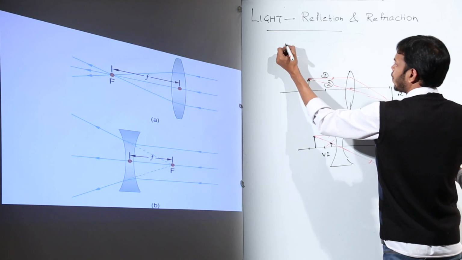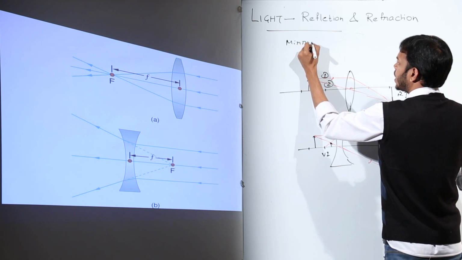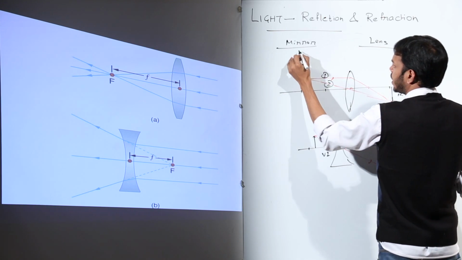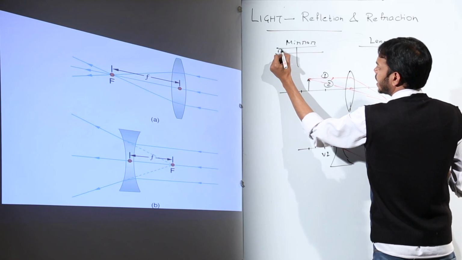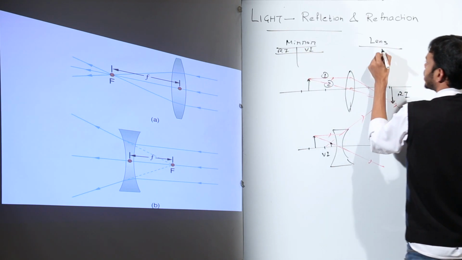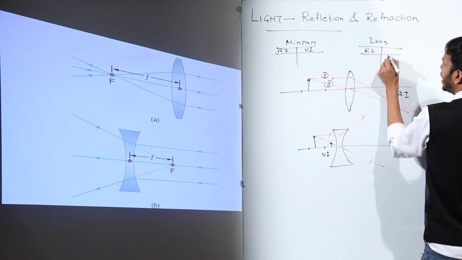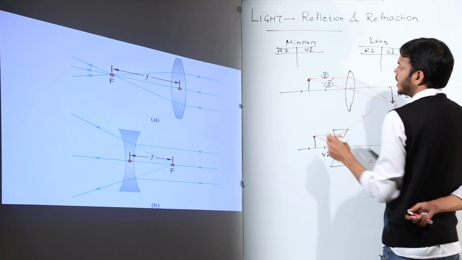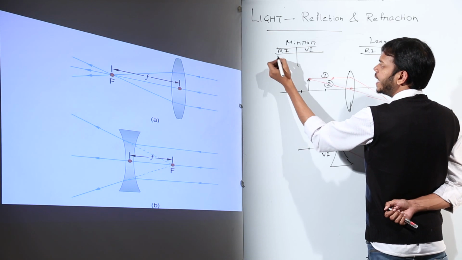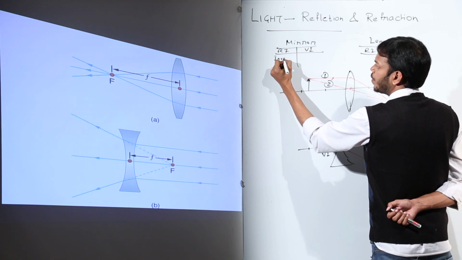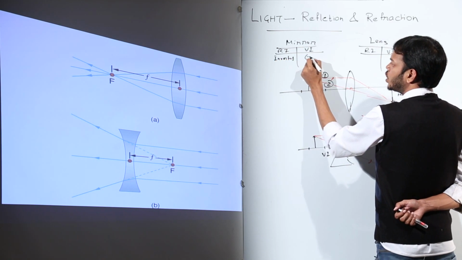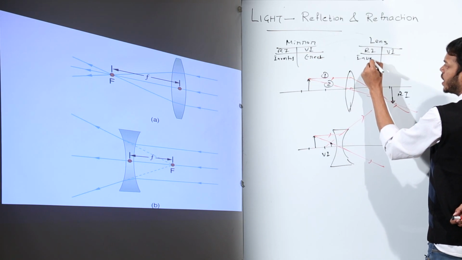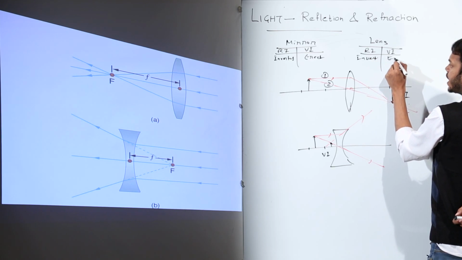So in cases of mirror and lens, let's further divide them into real image and virtual image. Here also, real image and virtual image. Two main points which you should note. Number one, in case of mirror, real image is what? Inverted, and virtual image was erect. Here also the same thing, real image is inverted and virtual image is erect.